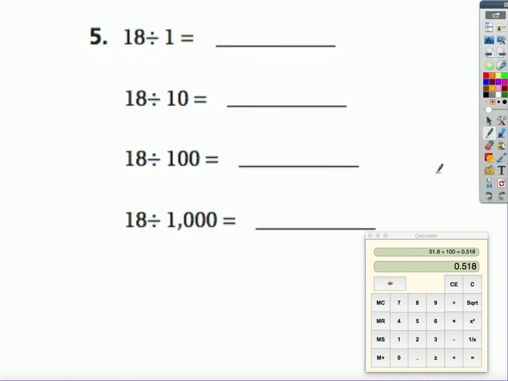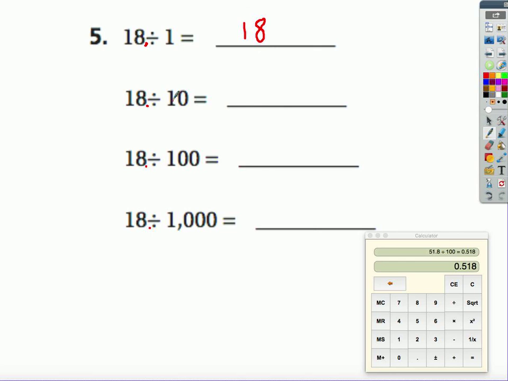Now the next number we're going to do is 18. If you take a look at 18, you don't see a decimal point there, but it's actually still there, if you remember. It's right after the 8. So the same rules apply. If I'm dividing by 1, it's just going to be the same number. 18 divided by 1 is 18.